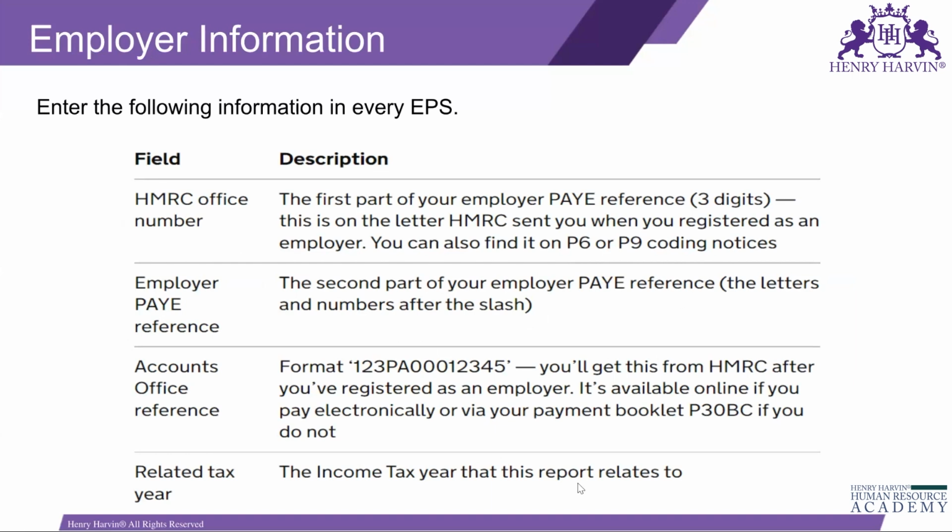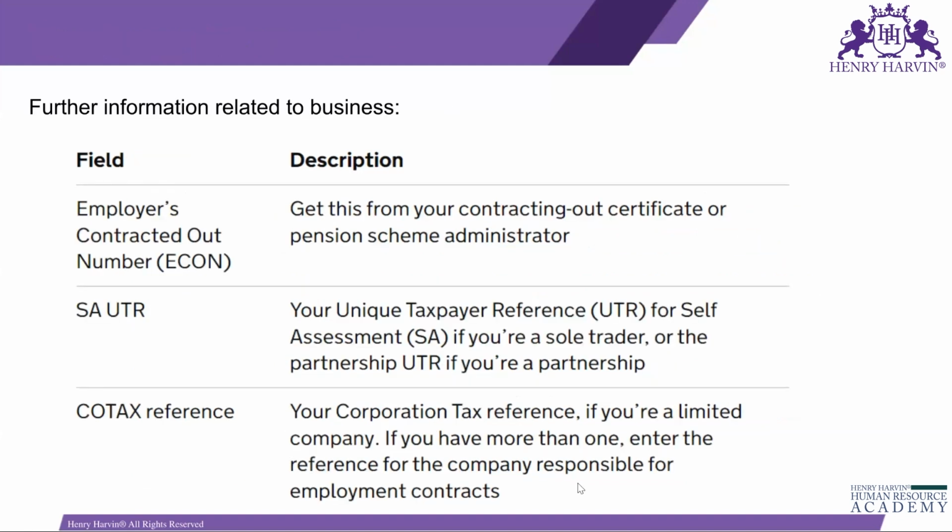Okay, like the HMRC office number, employer payee reference that I showed you on Friday. Okay, accounts office reference number, the related tax here, everything same here. There will be more columns which will be similar. Now, employer's contracted out, I have explained this to you, right? Contracted out number, that is employer's contracted out number here, the ECON number.